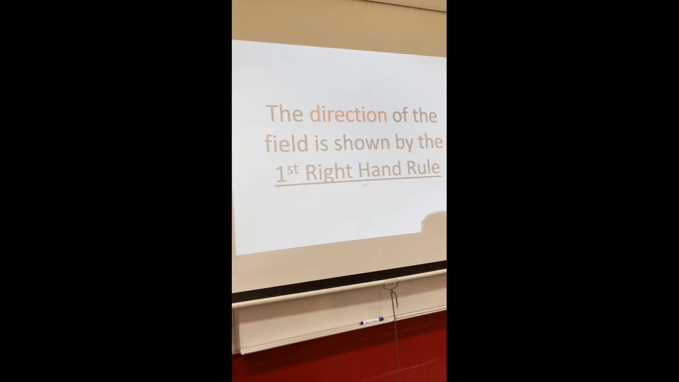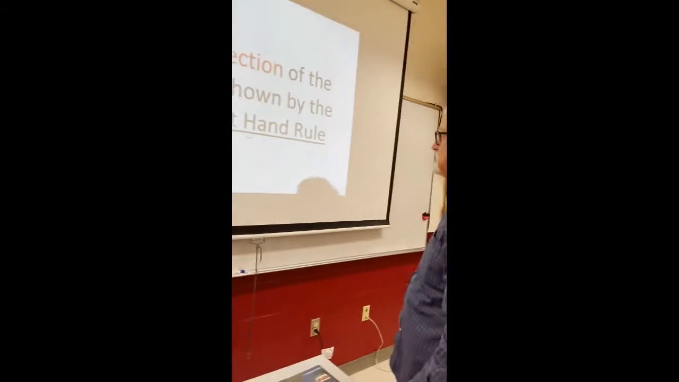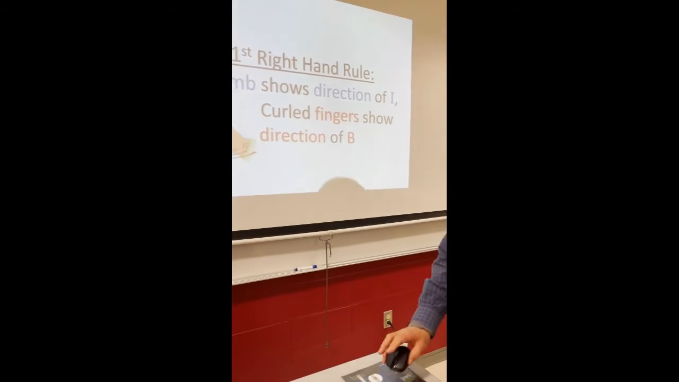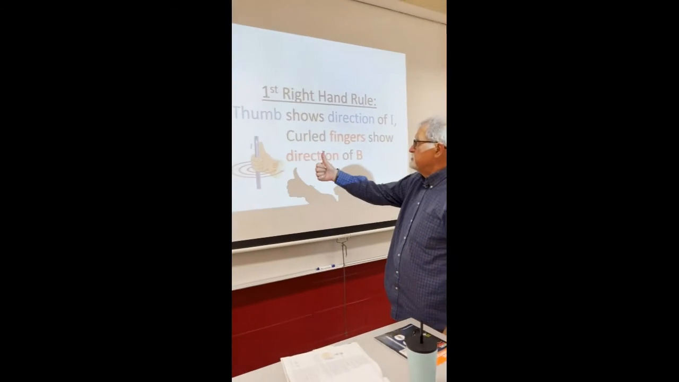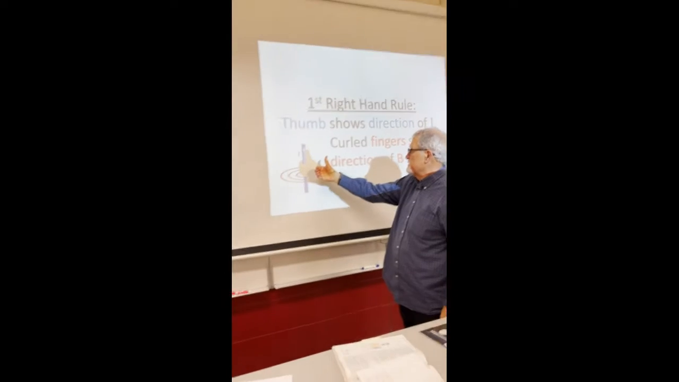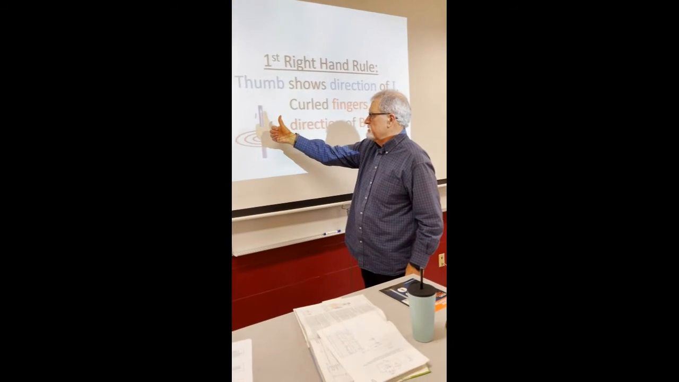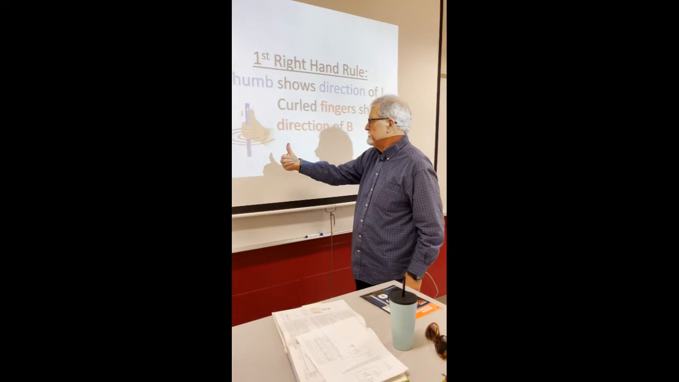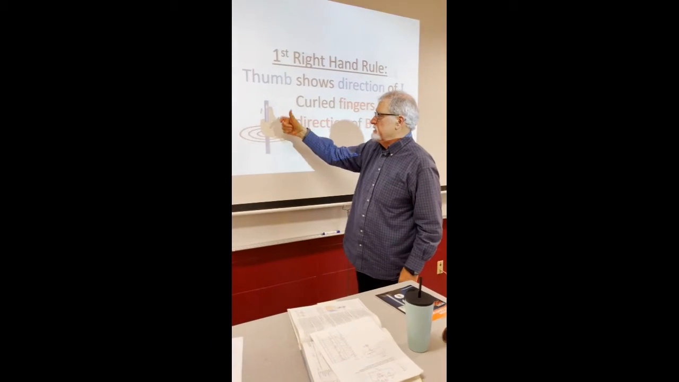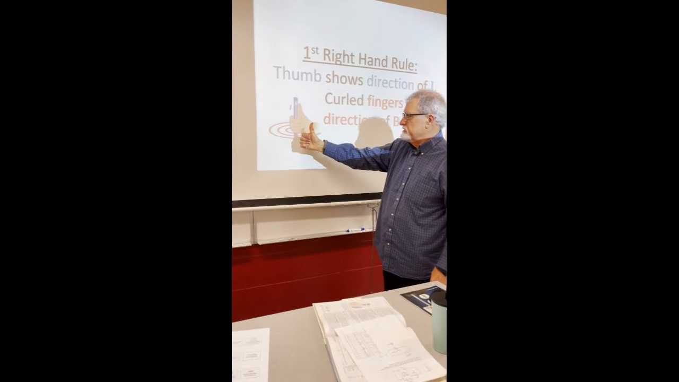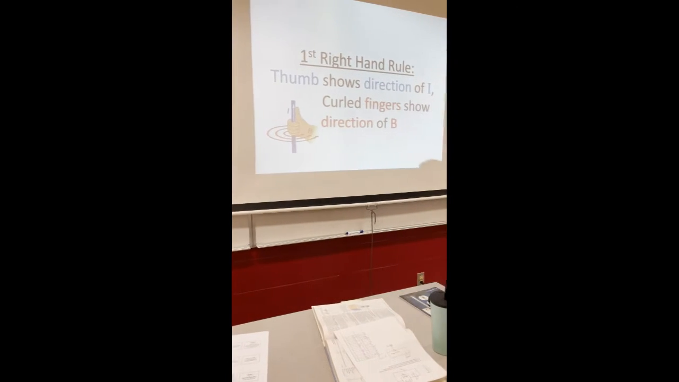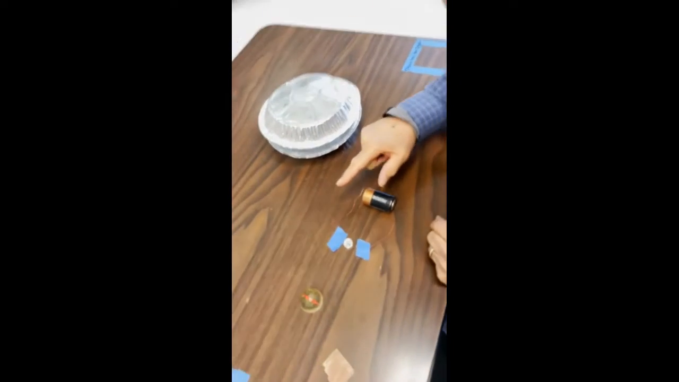And the direction of the field is shown by the first right-hand rule. The thumb points in the direction of the current and the fingers curl in the direction of the magnetic field. The wire is straight, that's your thumb. The field is circular, that's your fingers. Okay, so let's go back to this. Conventional current is going this way.